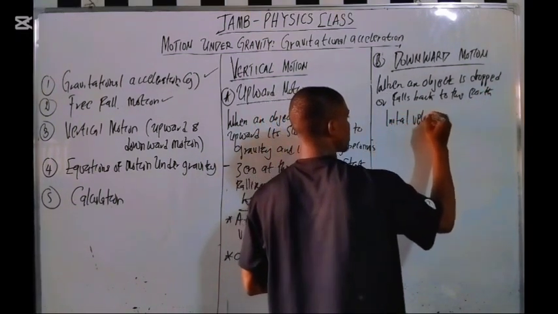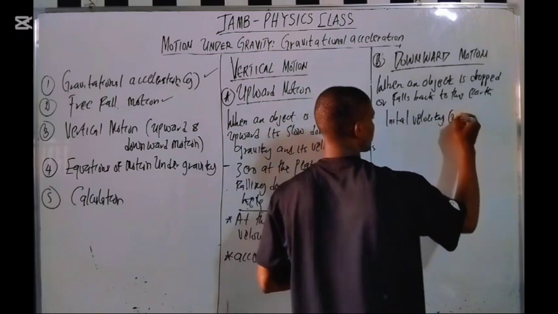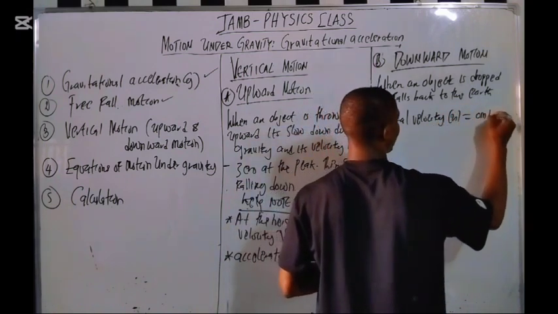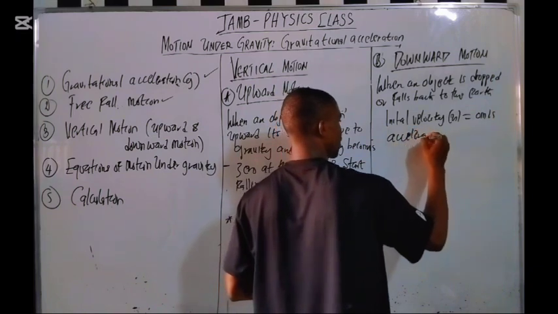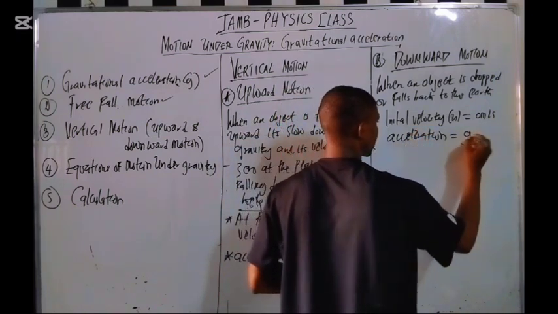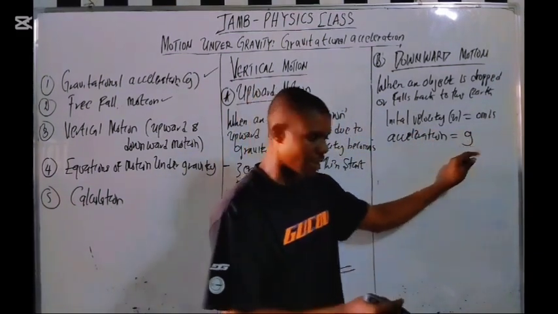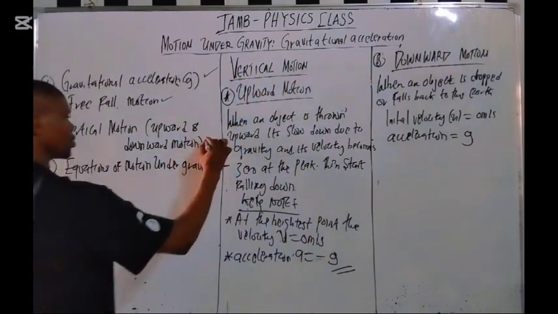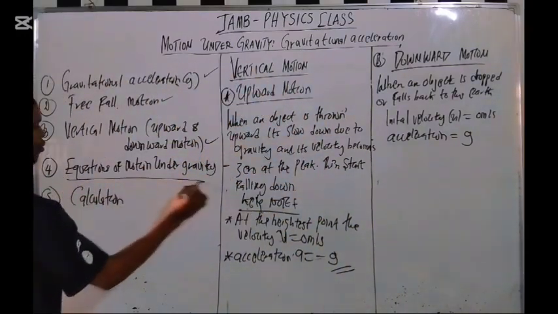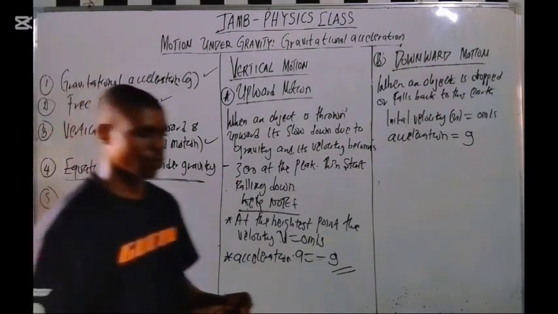Initial velocity equals 0 meters per second. So the acceleration equals what? g is positive g. Do you understand? So this is it for vertical motion. Now look at the equations of motion. Very important here.